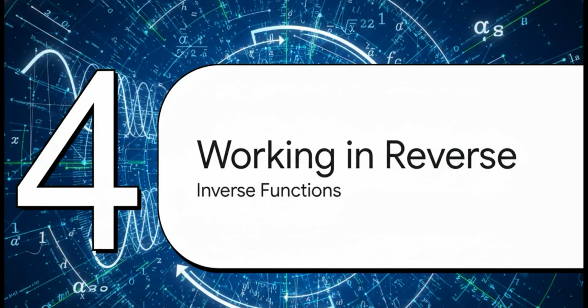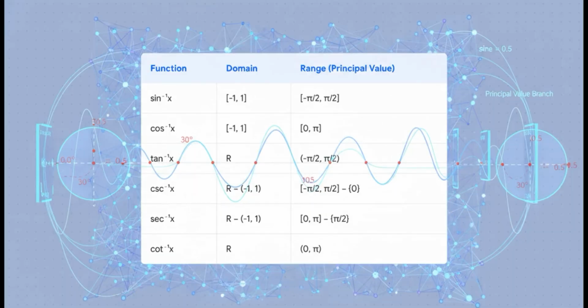Okay, so we've gotten really good at going from an angle to a ratio. But what if you have the ratio and you need to find the angle? Well, for that, we have to learn how to work in reverse. So here's the thing with going backwards. If I ask you, what angle has a sine of 0.5? Well, the answer could be 30 degrees or 150 degrees or 390 degrees.